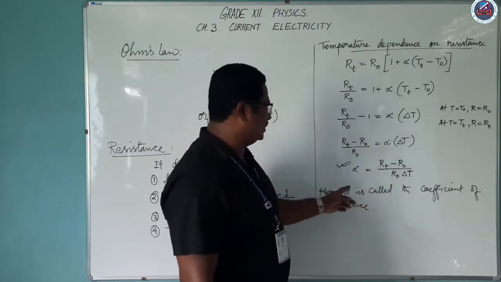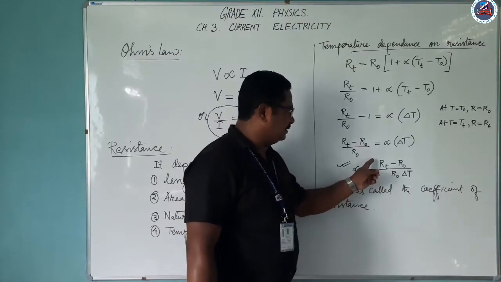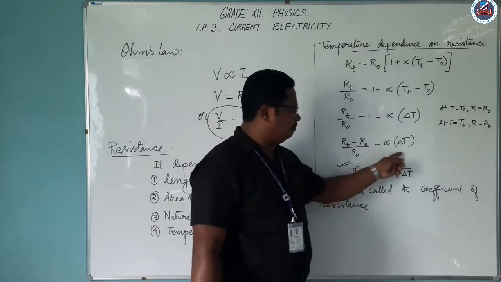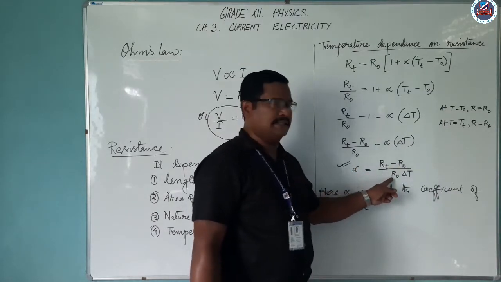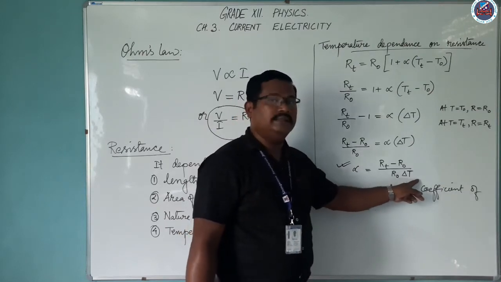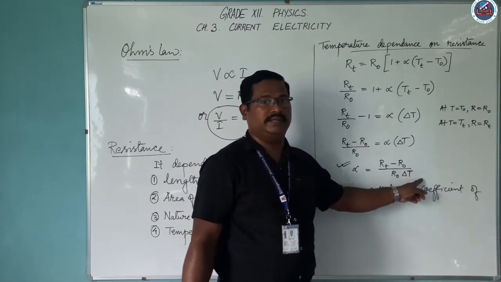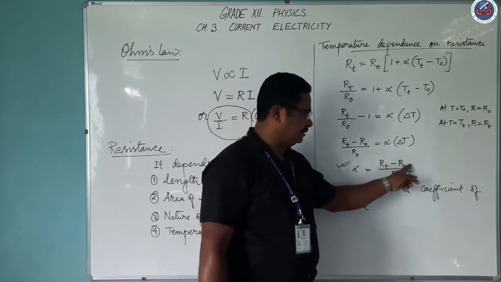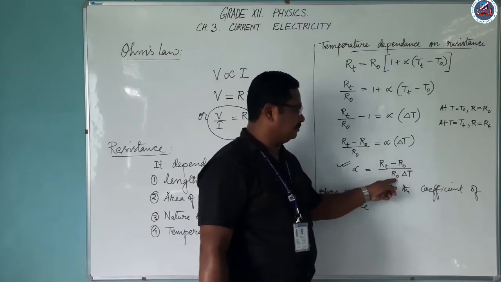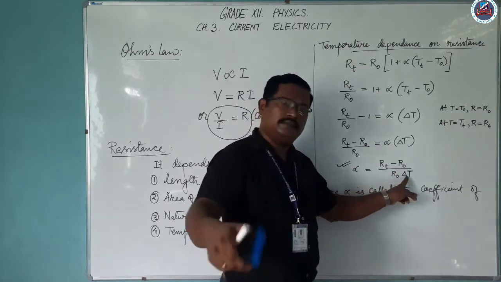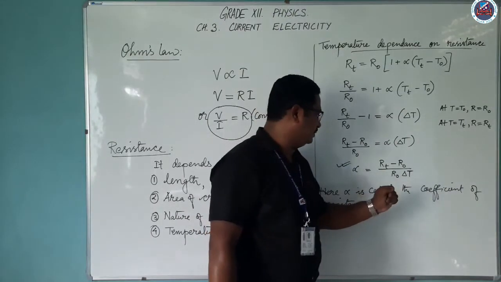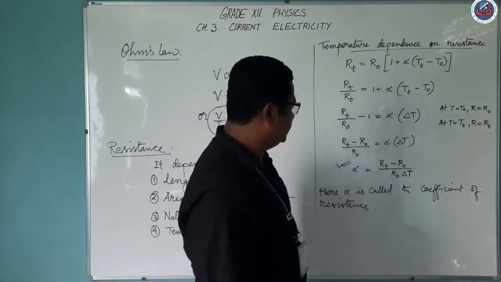The coefficient of resistance is defined as the change in resistance per original resistance R naught, initially before heating, per change in temperature. Like this we can define it. The change in resistance per original resistance per unit temperature change, delta T. You can define it this way.